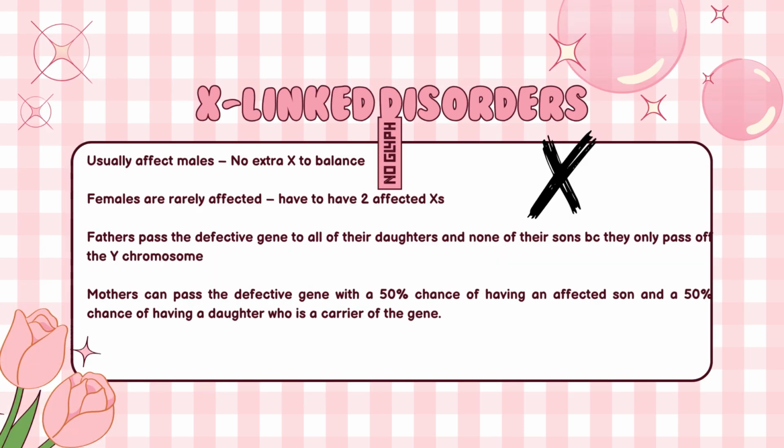Now let's talk about X-linked disorders, and these usually affect males because they don't have that extra X to balance stuff. Females are rarely affected because they have two X's. So if fathers have a defective X gene, they send it to their daughters because the boys, they only pass off the Y chromosome to their sons. But mothers can pass a defective gene with a 50% chance of an affected son and a 50% chance of having a daughter. I may have said that wrong when I'm talking, so just pause the video and just read.